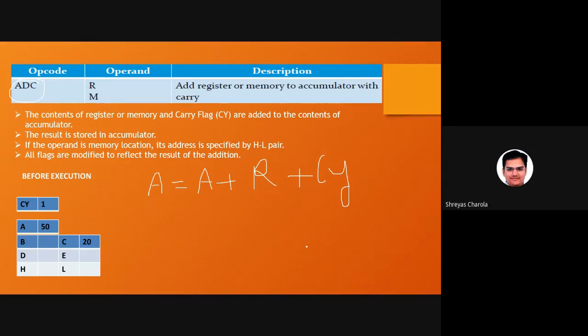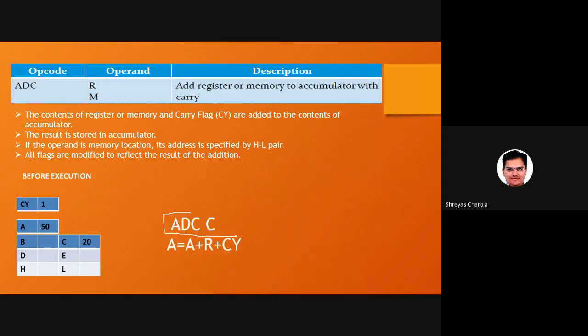Okay. So here let's suppose consider this is the data you have. When you write an ADC, what is the content in the accumulator? Okay. Content in the accumulator is 71.